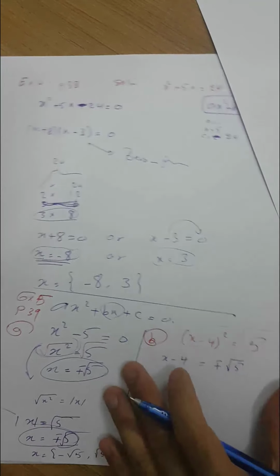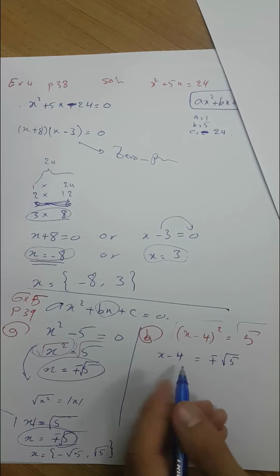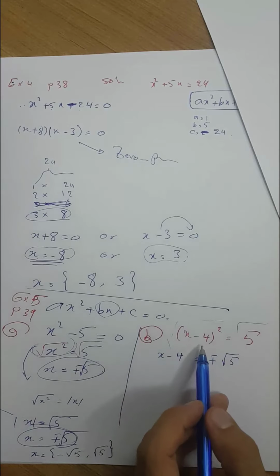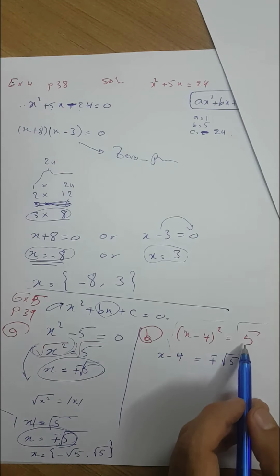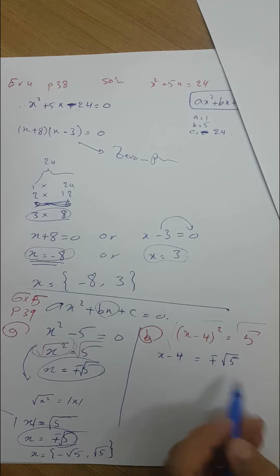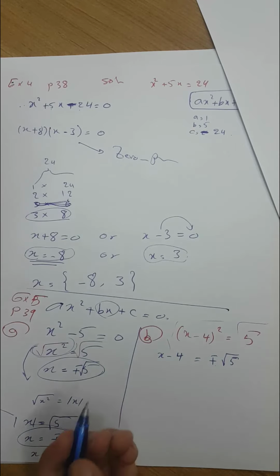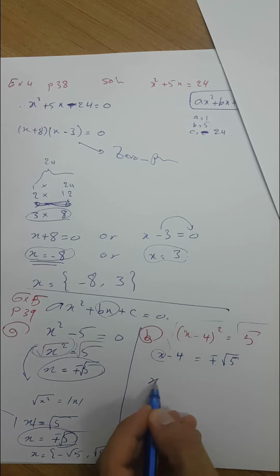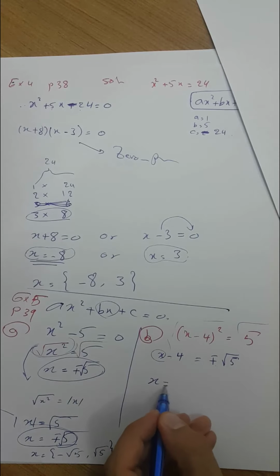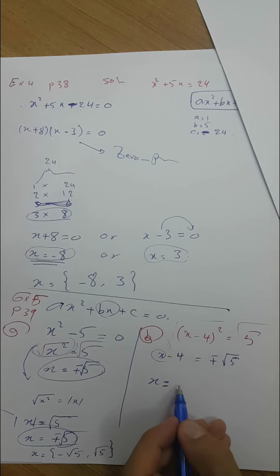How about part B? Part B again, x minus 4. I'll take the square root of both sides, and I will get minus plus the square root. Now I told you I want a single x, so this one is addition. So I'll take this number, and this one will go to the other side.